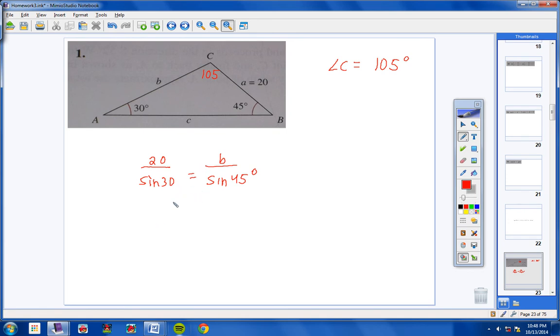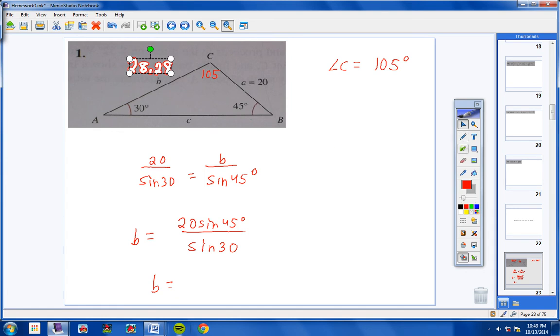And I'm skipping some steps here, students, but you guys can handle that. Then we divide both sides by the sine of 30. We end up with this right here: 20 times the sine of 45 divided by the sine of 30. Now remember, type in 20 sine of 45, hit enter before you hit divide by sine of 30. And if you type it in correctly, you should come up with 28.28. Okay, so there is side B, 28.28. All right, let's continue on.